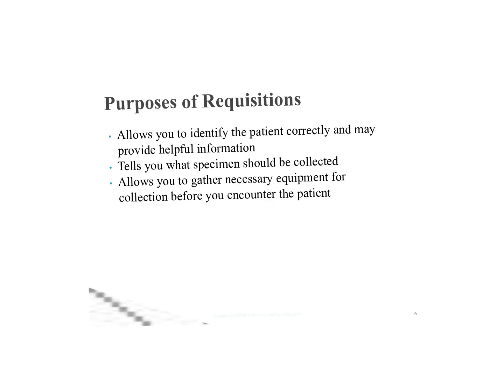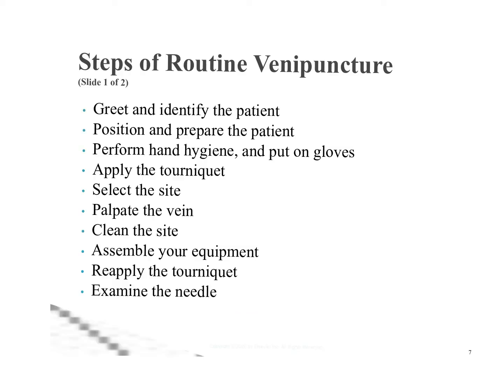The requisition form is going to allow us to identify the patient correctly, and it can also help provide other helpful information as well. It's going to tell us what specimen should be collected. It allows us to gather necessary equipment for the collection before we encounter that patient.